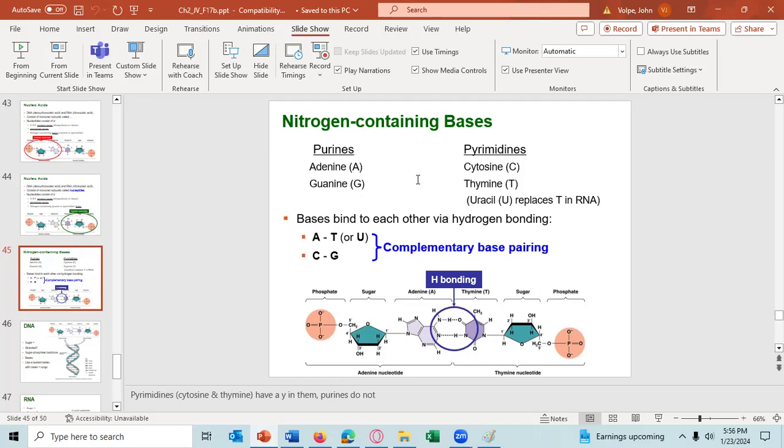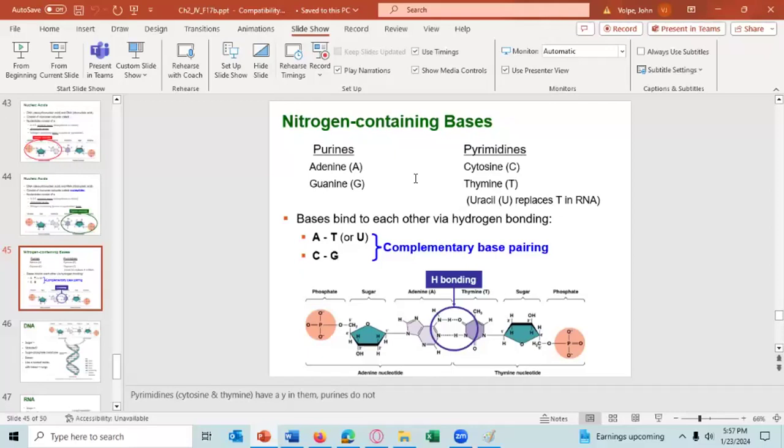A and T are complementary bases, and the A will bind to the T in the other strand of DNA, meaning the A in one strand binds to the T in the other strand of DNA. This is a hydrogen bond. And then the C and the G are also complementary bases. The C of one strand of DNA will hydrogen bond to the G in the other strand of DNA.